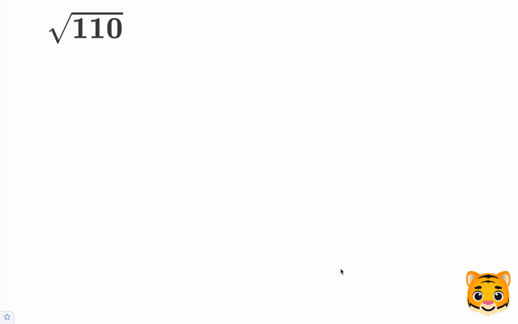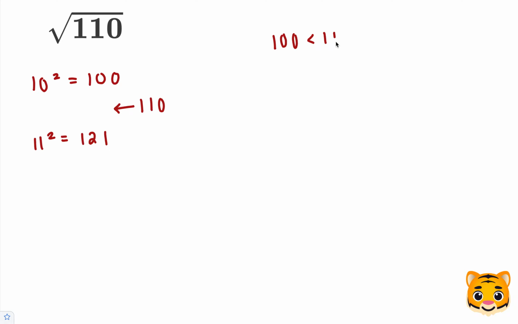In this example, we'll be approximating the square root of 110 to the nearest tenth place decimal. To do this, we want to look at perfect squares nearby to 110. 10 squared is equal to 100, while 11 squared is equal to 121. We can see that 110 fits between 100 and 121. So then we can write the following inequality. 100 is less than 110, which is less than 121.